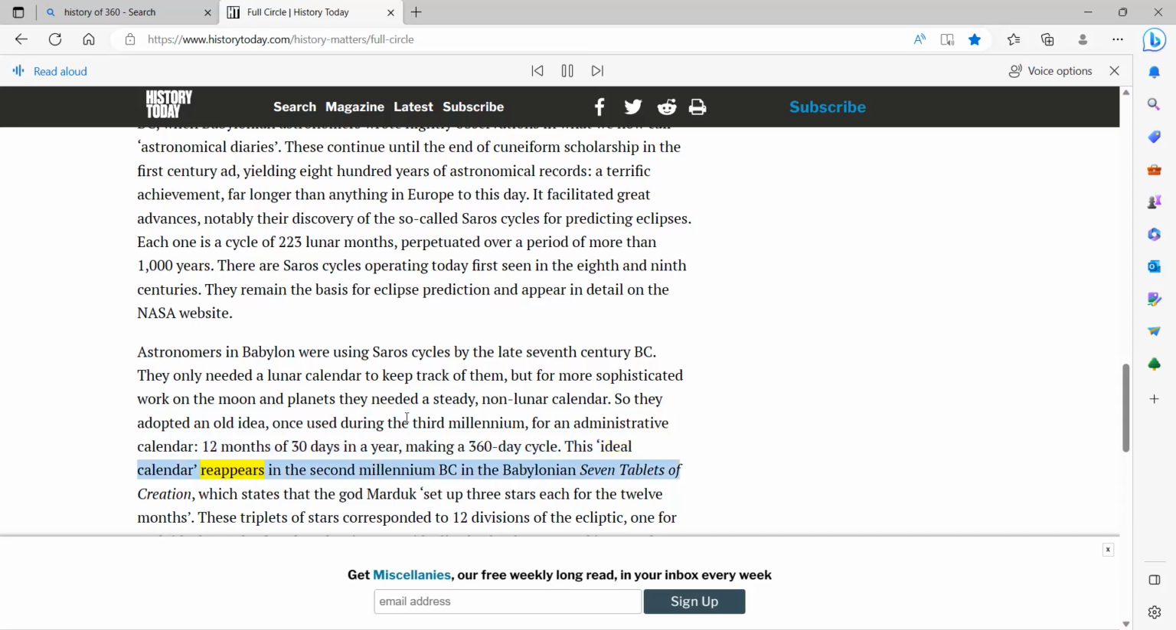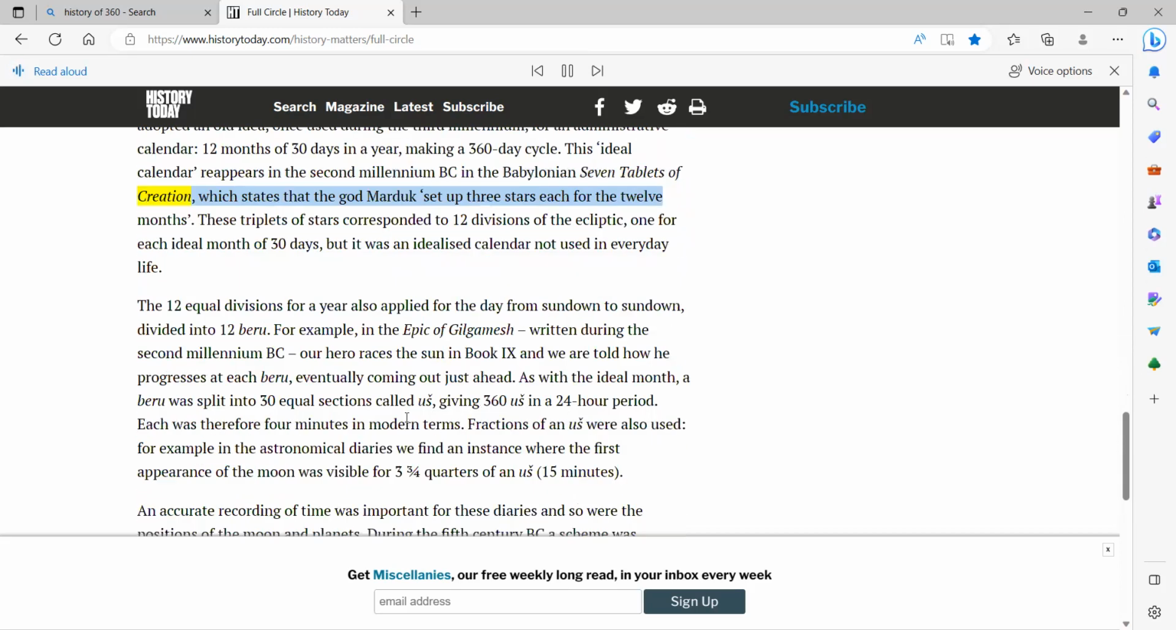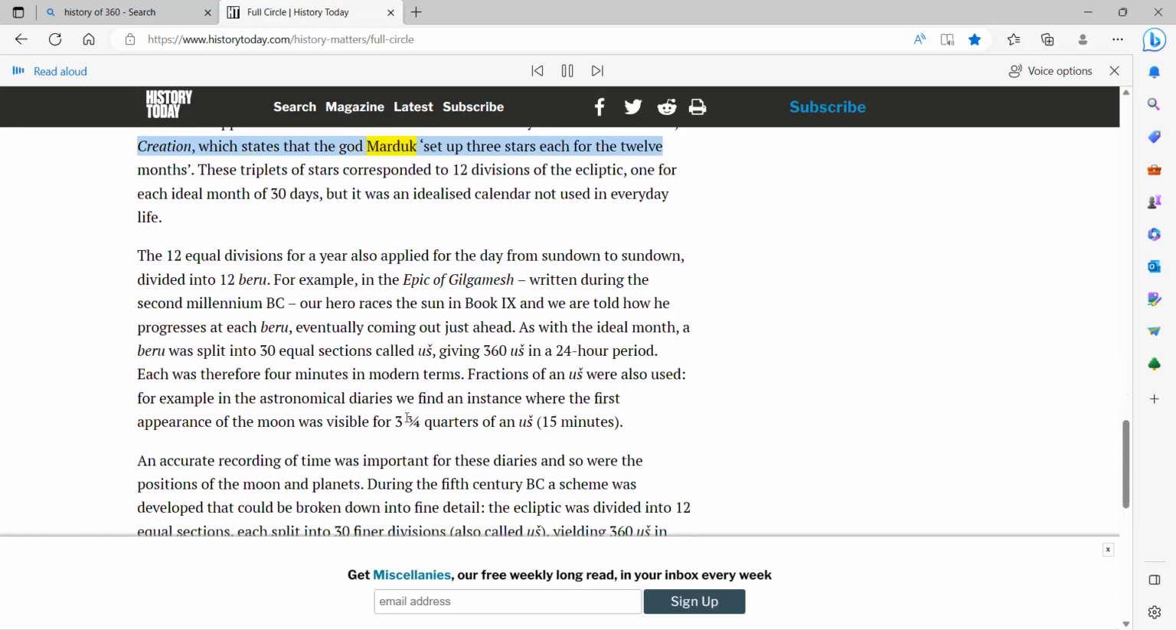This ideal calendar reappears in the second millennium BC in the Babylonian 7 tablets of creation, which states that the god Marduk set up 3 stars each for the 12 months. These triplets of stars corresponded to 12 divisions of the ecliptic, one for each ideal month of 30 days, but it was an idealized calendar not used in everyday life.